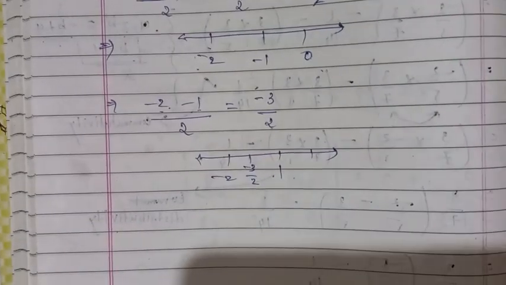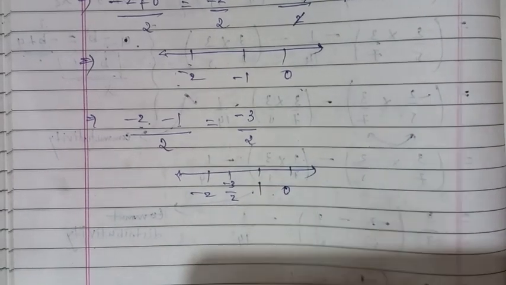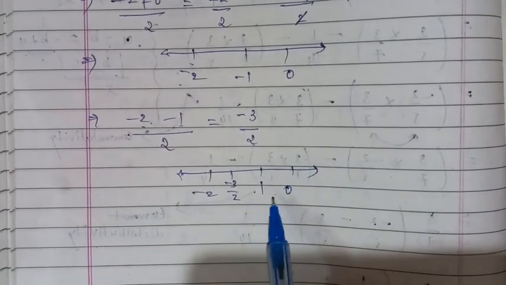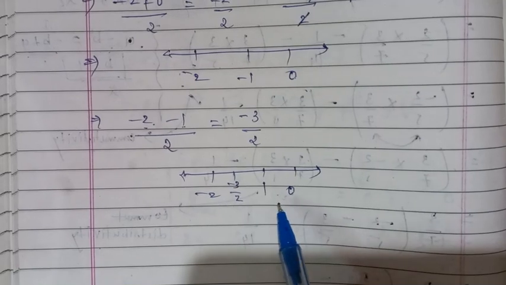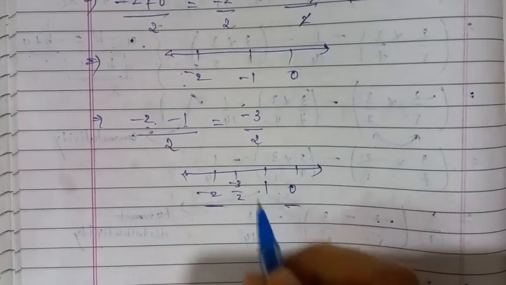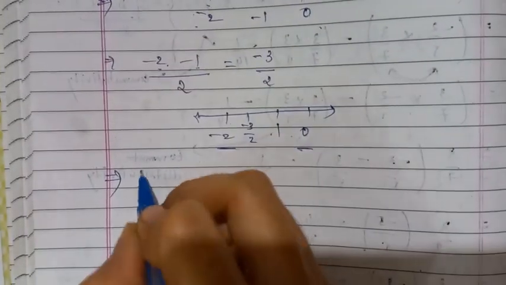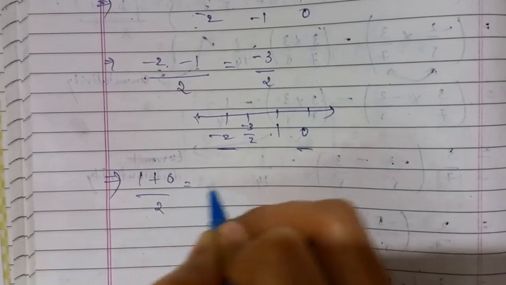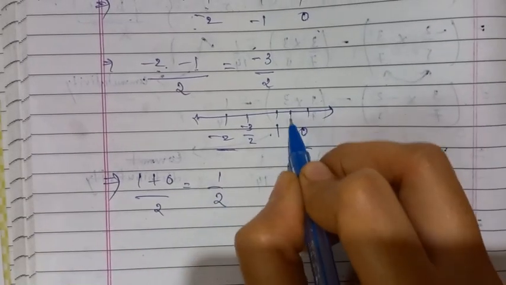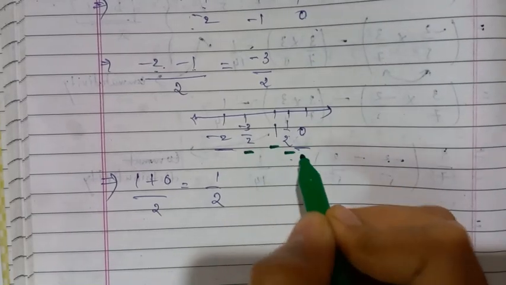So here we have -2, -3 by 2, -1 and 0. Now we take the mean of -1 and 0. So we will get one rational number between these two, and finally we will have 3 rational numbers between -2 and 0. Now let's take the mean of -1 and 0. It is not a big deal. -1 plus 0 by 2 is equal to -1 by 2, and another rational number is -1 by 2. Now finally we have 3 rational numbers.